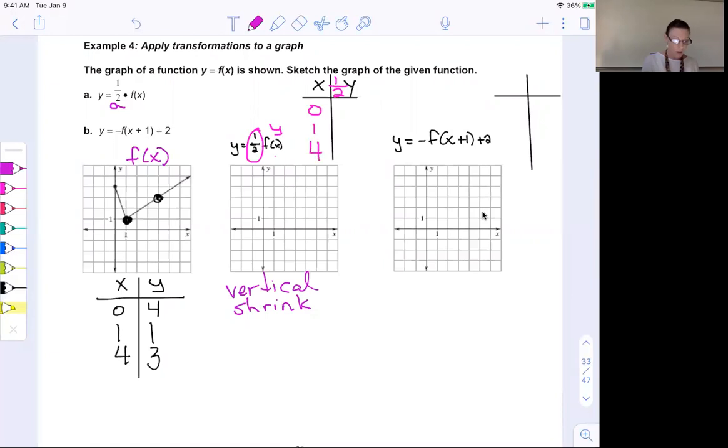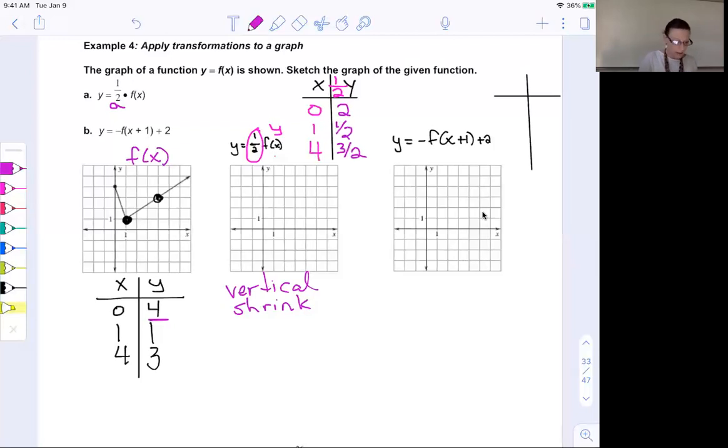My first y value was a 4. Half of 4 is 2. I should see now a vertical shrink in the graph because it's half as much as what it really was. Then I had a 1, so now I'm at 1/2. And then I had a 3, so that's 3/2. Multiplying each one of those by 1/2. And then we're going to graph them.